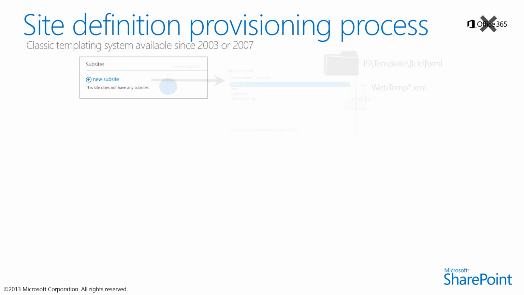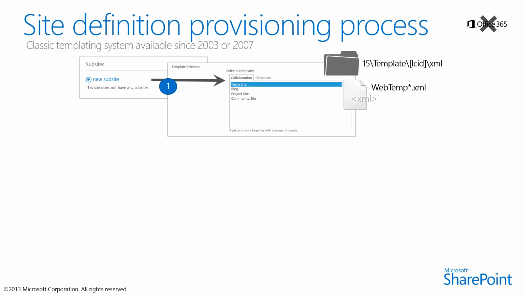What it means is that whenever the end user clicks new subsite, we will show those site definitions which have been deployed for that particular language. And those site definition options will be available based on the webtemp*.xml. So it's webtemp.xml or webtemp_custom_contoso.xml. So the webtemp prefix is actually meaningful.